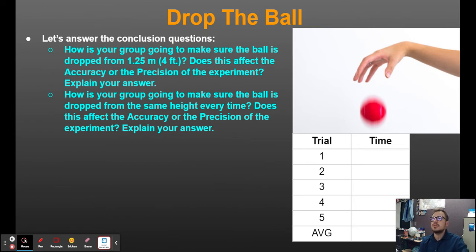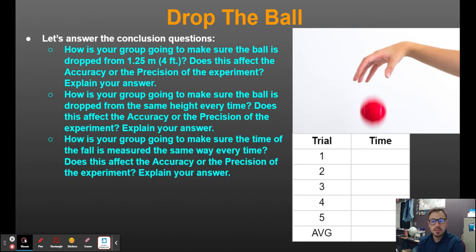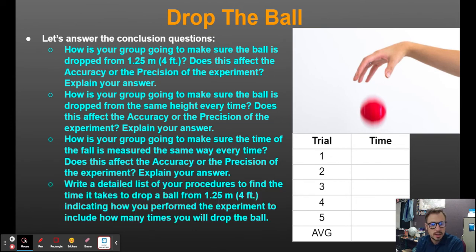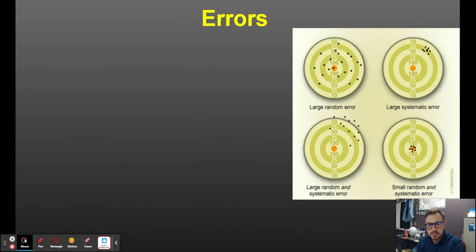Even if you dropped it from above your head, well, that's not going to be an accurate representation of where 4 feet is, but it would be precise because you're dropping it from the same spot. Now, how you measure it can affect both. If you do it the same way over and over again, that's going to affect precision. Now, how you do it will affect accuracy. If you have the same person dropping the ball and starting the time, then that time would start as close as possible to when that ball was released.